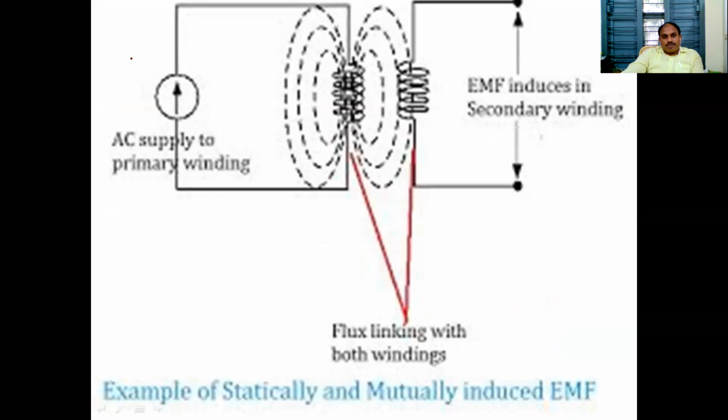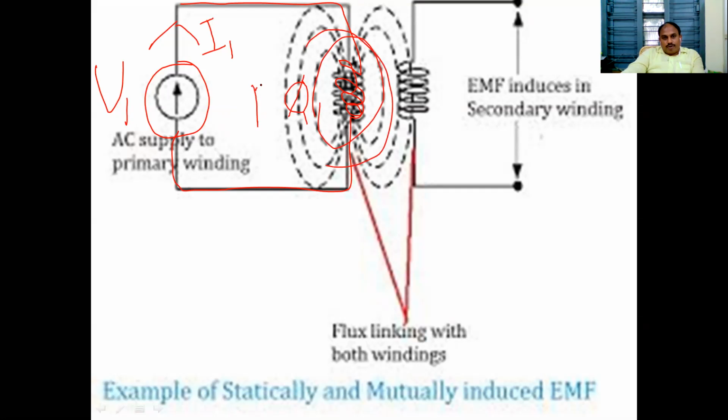This is also a principle of the transformer. When AC supply is given to the primary coil, a copper coil, an alternating current will flow. Primary voltage V1, primary current I1. So flux exists due to I1. The flux produced by the primary coil links with the same coil, and EMF E1 will be induced. That is called self-induced EMF.